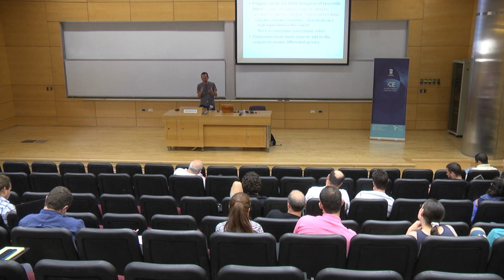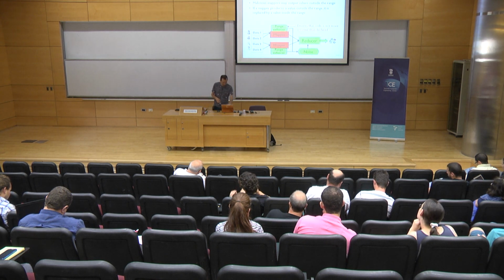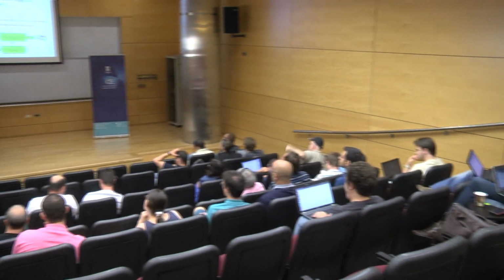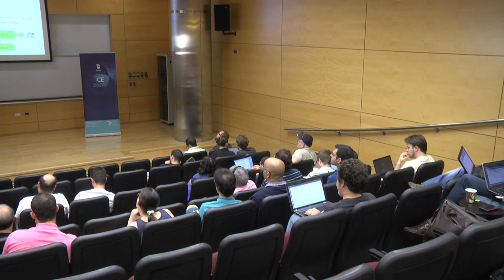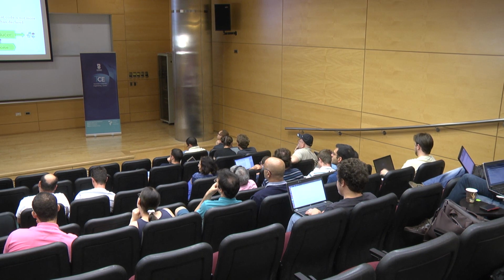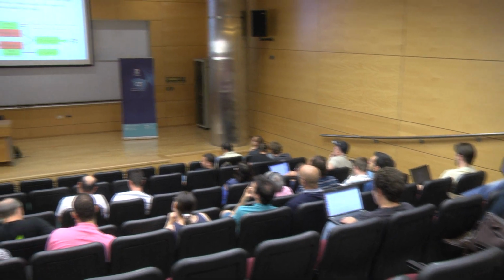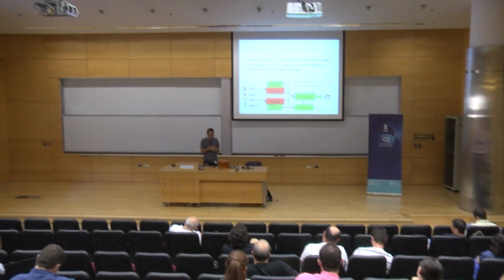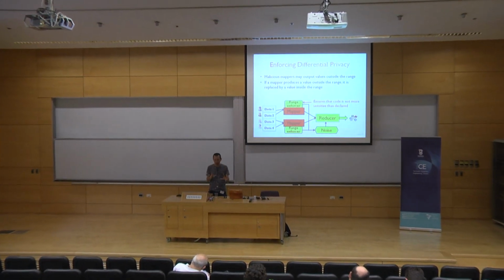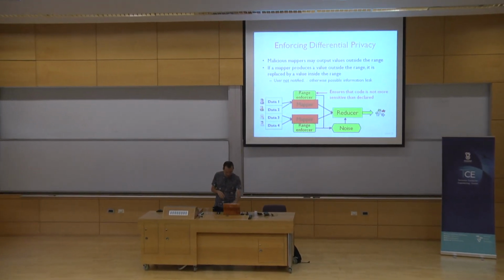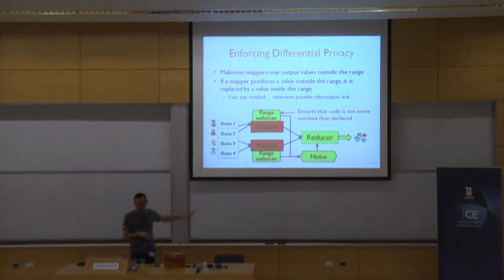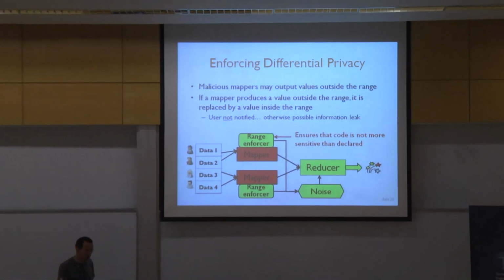You cannot even let him know because that becomes a leakage. That's why these things are kind of so subtle. Anyway, almost done here. So yeah, a malicious mapper might output values outside the range, but if it produces values outside the range, then you silently replace it by a value inside the range, and you do not notify the user, otherwise it becomes a possible leak.